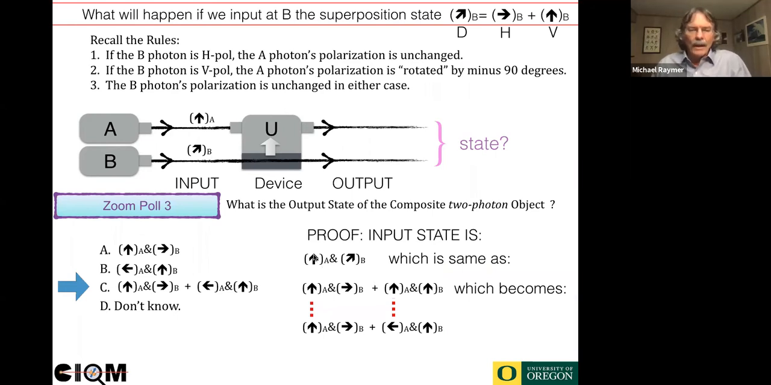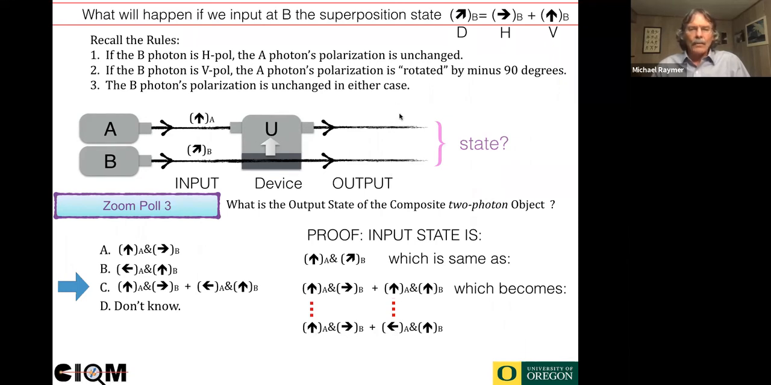So here's how you can think of it. Alice's state is vertical, Bob's diagonal. But we can write that state as a sum of these two states. We saw this last session, something similar. The diagonal is represented for Bob as horizontal plus vertical. Now each of these state components goes through the device separately. So this component goes through and nothing happens. The horizontal Bob state does not affect Alice's state. But the vertical Bob's state causes Alice's polarization to rotate by minus 90 degrees. But you still maintain the quantum superposition.